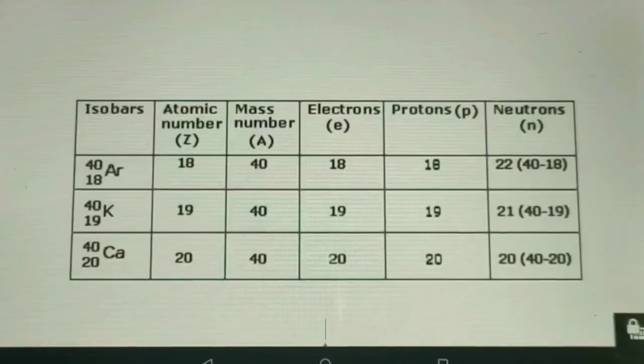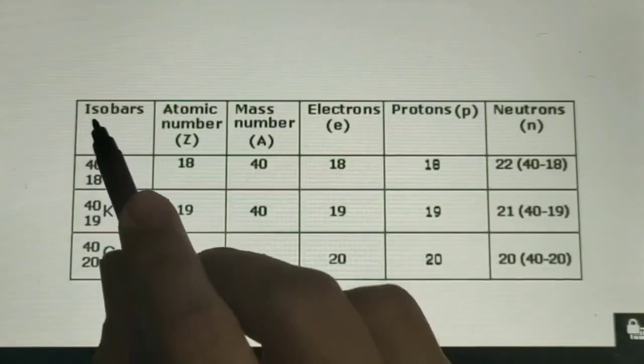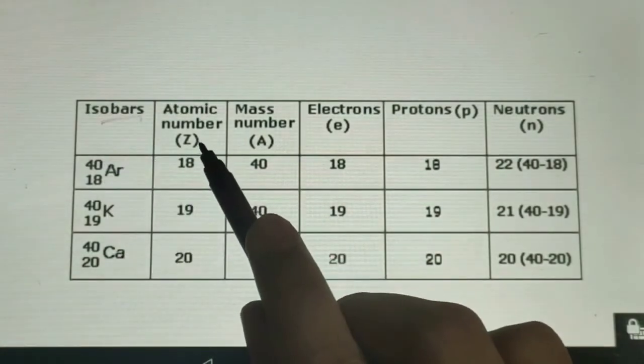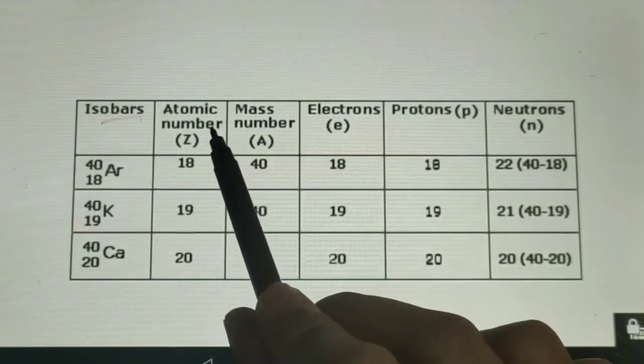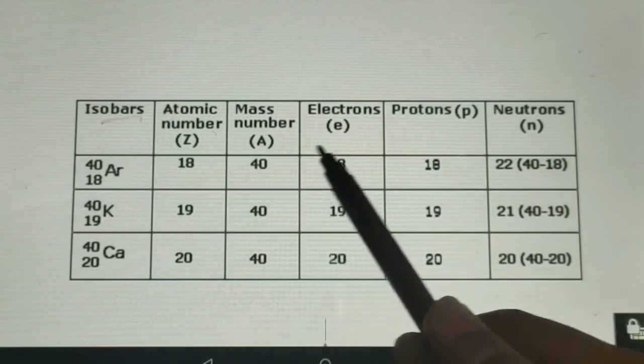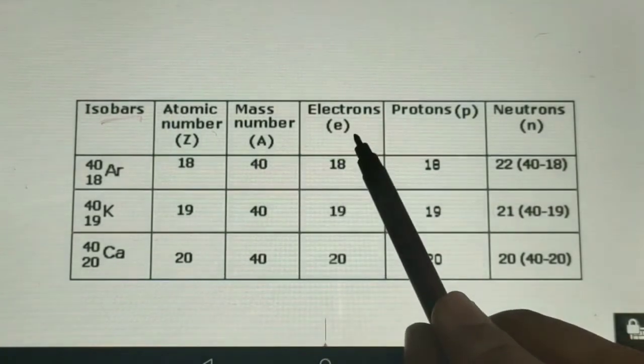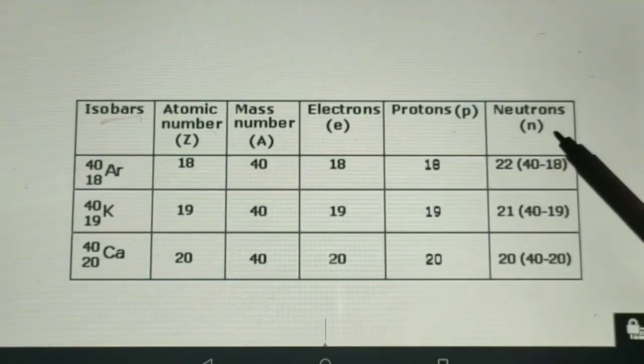Now talking about isobars, the atoms of several elements can have a similar mass number but distinct atomic numbers. Such elements are called isobars. Now let us see about isobars. We will see their atomic number, mass number, the electrons present in the atom, the protons and the neutrons.